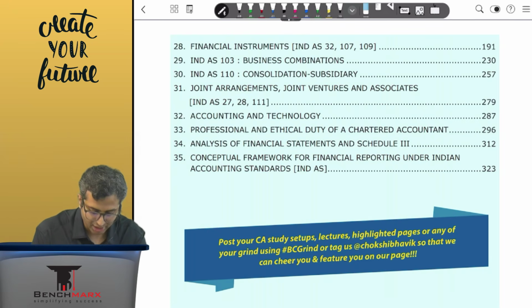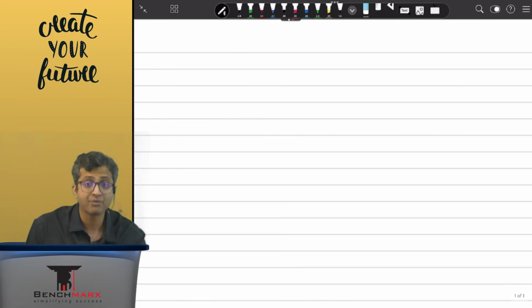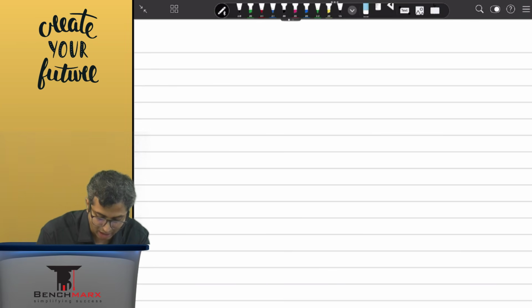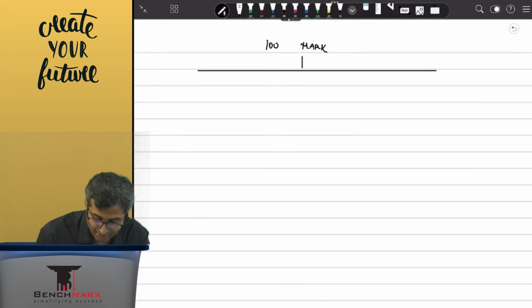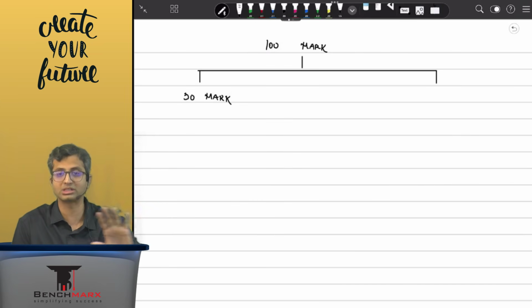So over here, if you first look at your paper pattern from 2020-24 onwards, this is now a 100-mark paper which is subdivided into 30 marks of MCQs and 70 marks descriptive. I think most of you, almost all of you, would be CA Intermediate new course only. So you would have written a similar paper in your CA Inter as well.